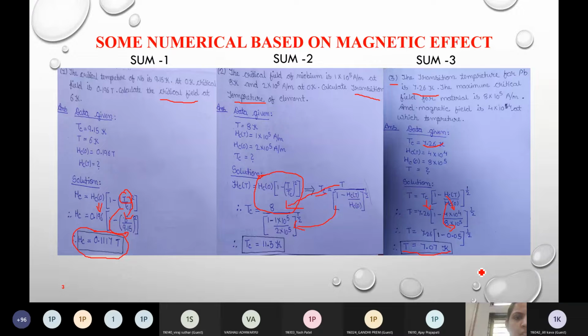Yes, friends, how do we come to know that 8 into 10 to the power 5 ampere per meter is Hc of 0? How do we come to know? Not Jill, somebody else would give me the answer. It is written, the maximum critical field, Hc. So maximum, yes, true. Maximum would be available only when the temperature is 0 Kelvin. Understood? So Hc of 0 is the maximum.